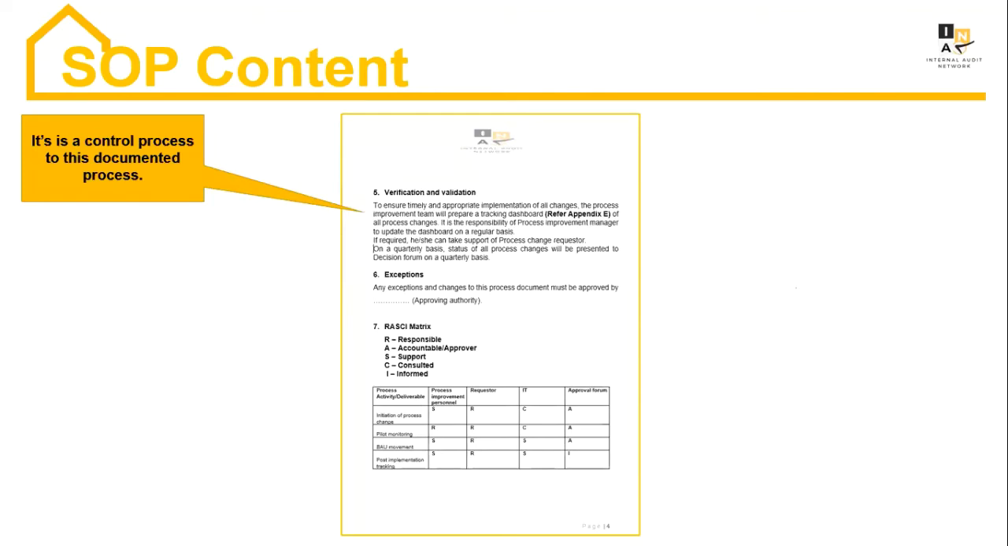Here we can have a tracking dashboard wherein all process changes will be covered, and the process improvement manager is going to update it on a regular basis. That dashboard has to be presented to the decision forum on a quarterly basis or any interval, depending on the company. So this clause is very important. This has to be in every document wherever possible, because this is your control process for that particular process.